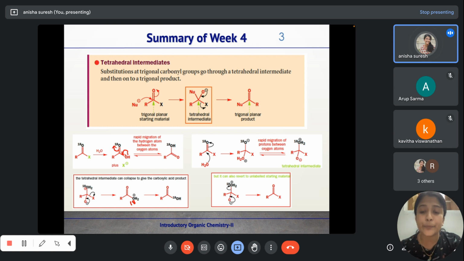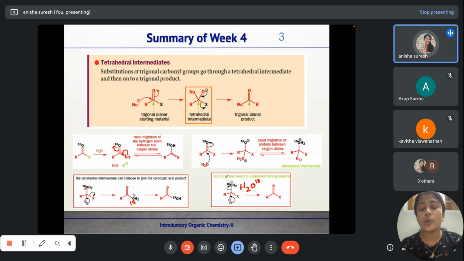So one other possibility is that when this oxygen falls down, this water will be removed as H2O18. So labeled oxygen will be removed and it will result in the formation of this starting material back without the O18 labeled oxygen. So these are the two possibilities.